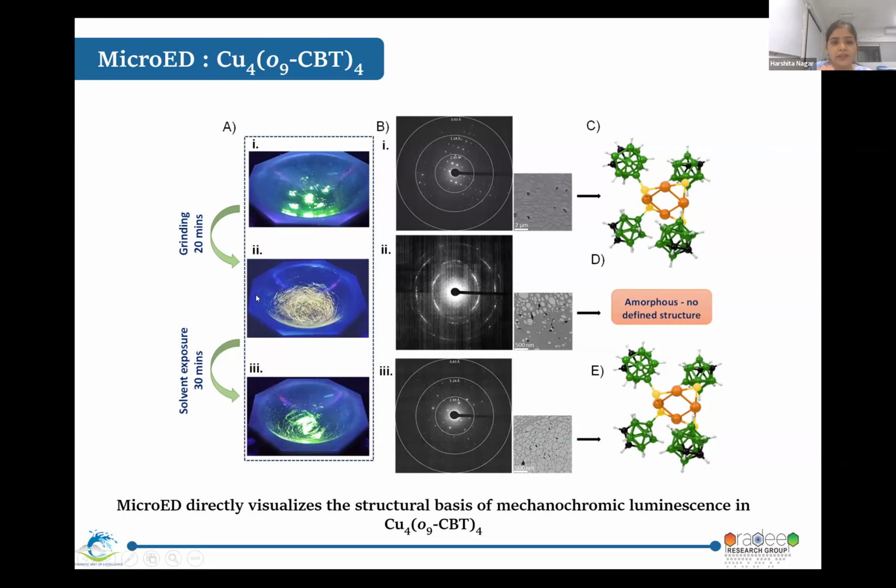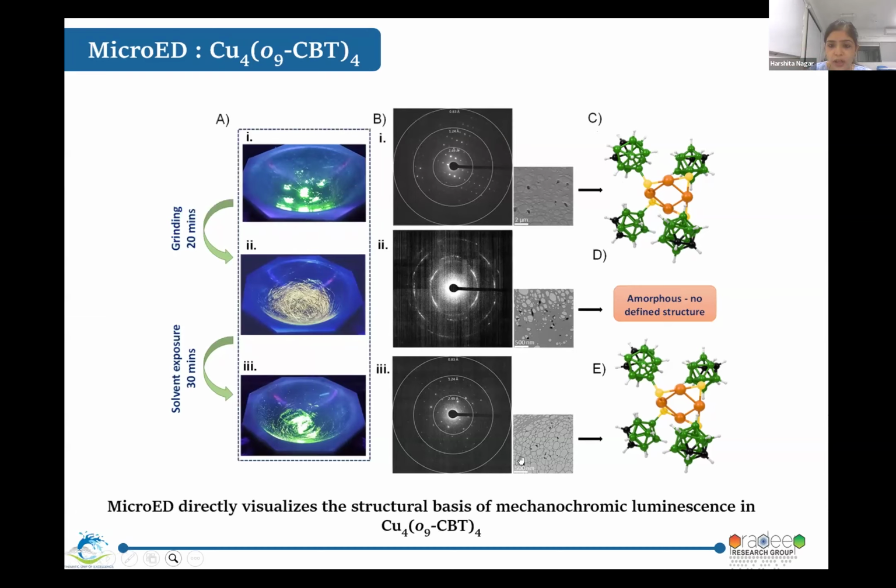After that, since we ground it for some time, and there is a change in the emission from green to yellow, it was reported that it becomes amorphous, because there is a disruption of the long range order. So if you can see, there is a basic difference. If you have a crystal, you will get regular diffraction spots. But if the system is amorphous or not crystalline, we will not see these diffraction spots. So here these spots disappear, so there is no defined structure from this. And then upon solvent exposure, we are getting back the diffraction pattern, which shows that the emission is back.